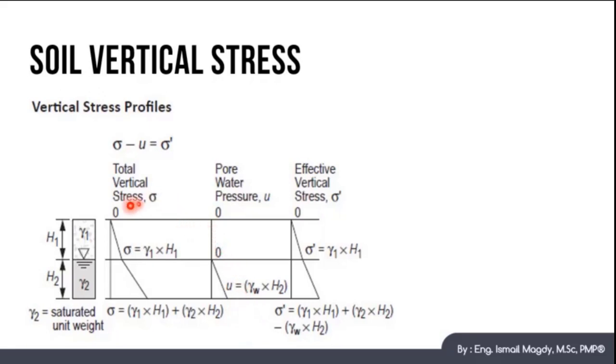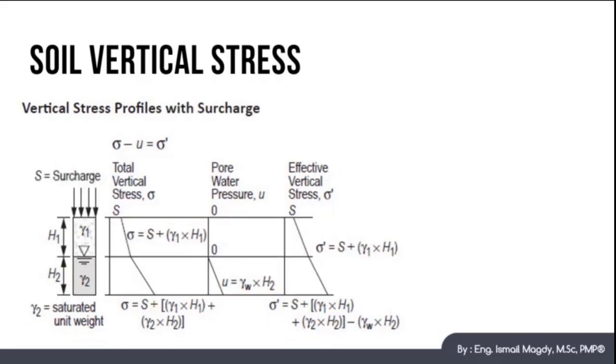So now we have the total vertical stress and we have the pore water stress. This stress is going downward and this stress is going upward. So the effective vertical stress will equal the total stress minus the pore water pressure. So sigma 1 will be the same, the effective and the total, because there was no water here, while sigma 2 will equal the same sigma 2 total, but we will add this term, which is minus gamma water multiplied by H2.